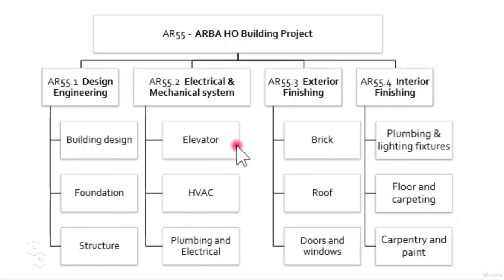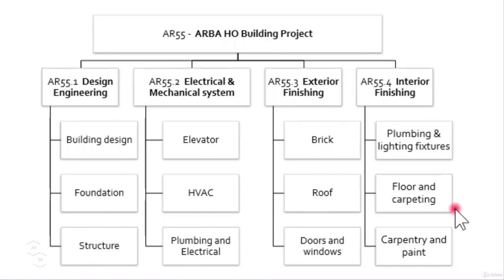Now, the second phase is divided into elevator, HVAC, plumbing, and electrical work packages. Similarly, the third phase is divided into brick, roof, doors, and windows. Now, the last phase, which is phase 4, exterior finishing, there we have plumbing and lighting fixtures, floor and carpeting, carpentry, and paint WBS elements there.